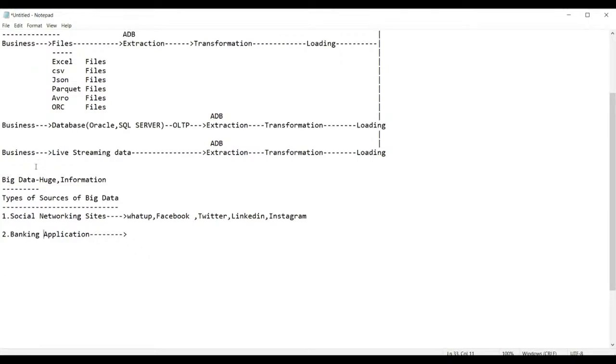We have discussed this as a business now. Business can be a social networking site, which is one type of business, and a banking application is another type of business from where we get the data. Then we can also get data from machine generated data.